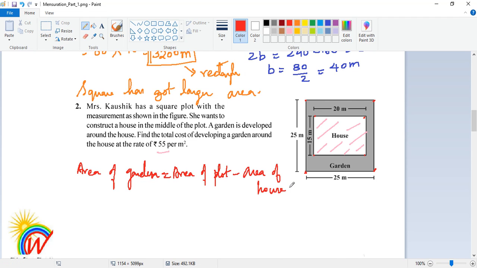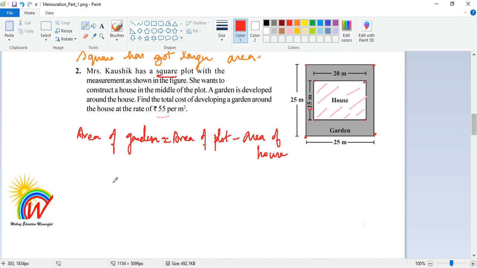Both are squares. They are saying that it's a square plot, and the house is actually a rectangle because it's 15 and 20. So area of the plot is going to be 25 into 25 because it's the area of a square, minus area of the house, which is 20 into 15.